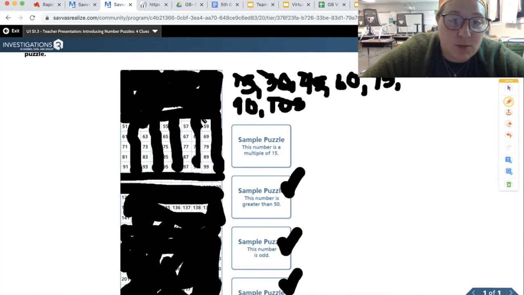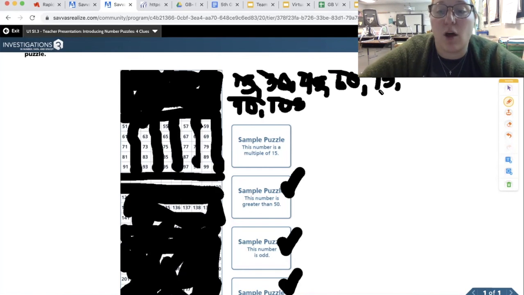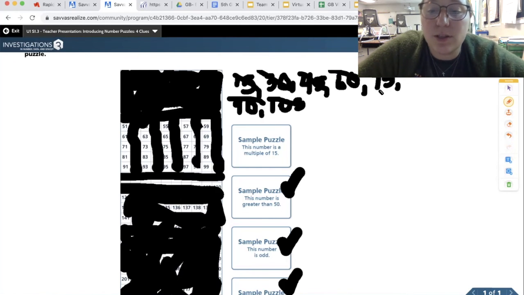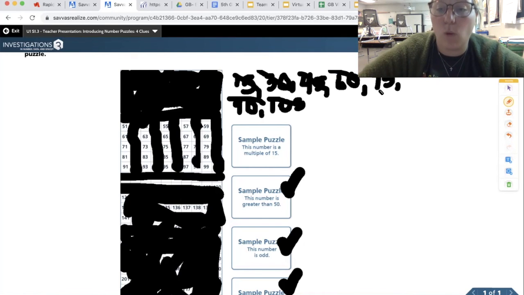But then I have to think of which ones are left. 60 is even, so it can't be that one. And 90 is even, so it can't be that one. So my only answer left is 75. The only number that follows all 4 of these number clues is 75. So that's what you're going to practice today. You're going to get 4 number clues, and you're going to try to think of numbers that would follow each clue, and then think of the one or some that can follow all 4 clues.